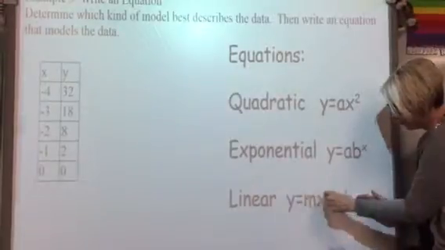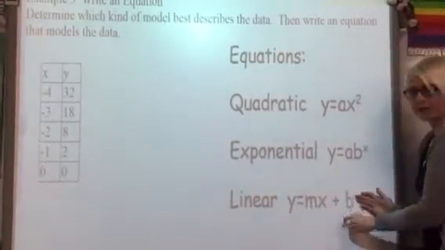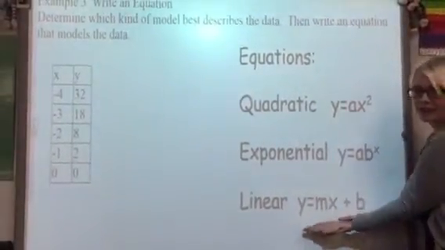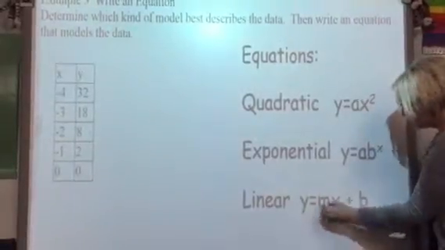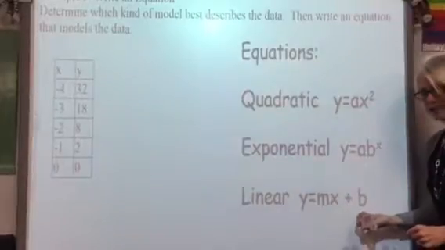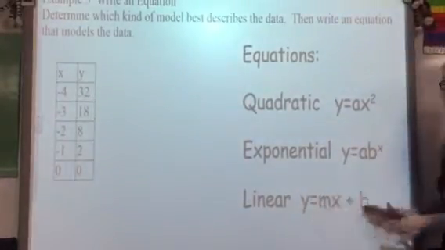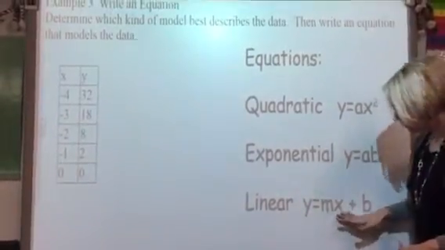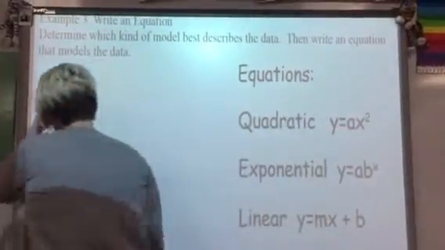So m is your slope, b is your y-intercept, and you should be able just to look at the set of data to find that. This is your common difference, and b is what's happening when your x is 0. But if you wanted to plug in some values to find those, you could. So let's look at our first set of data.